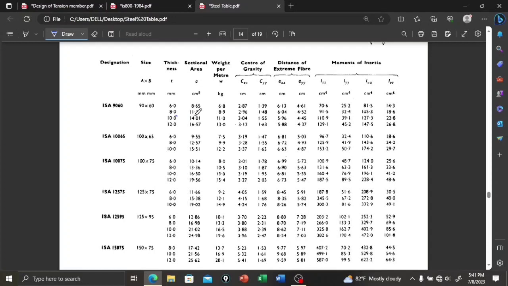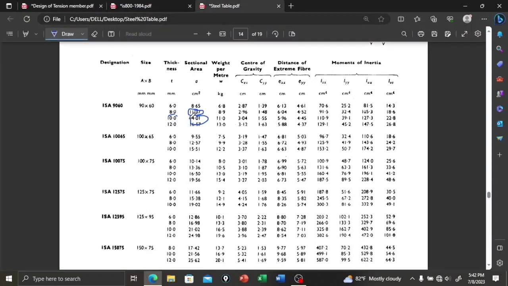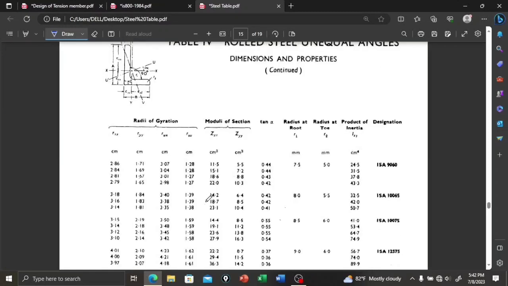9068, it is 14.01. No, it is 8, so 11.37. 11.37, and R which is around 11.4. So R mean is... second row of 9060. Second row of 9060, that is this. Minimum R value is 1.28.